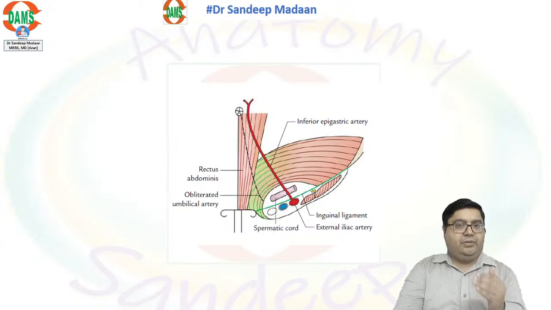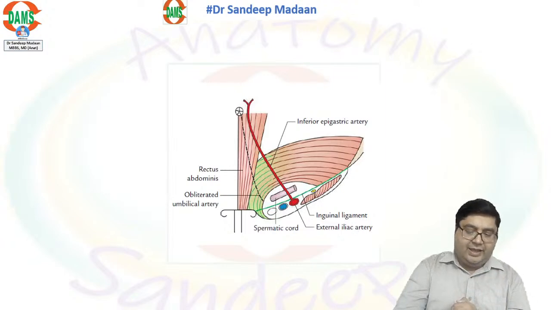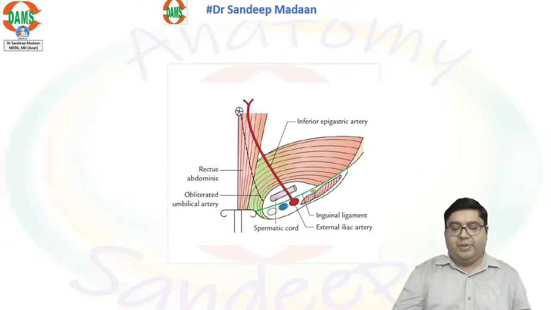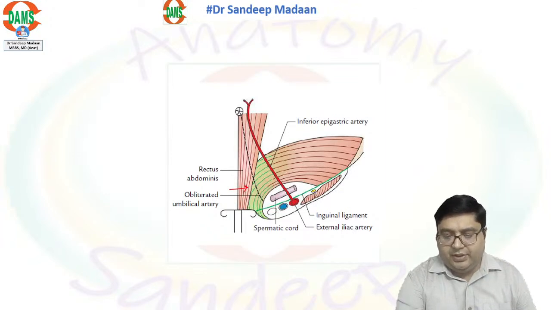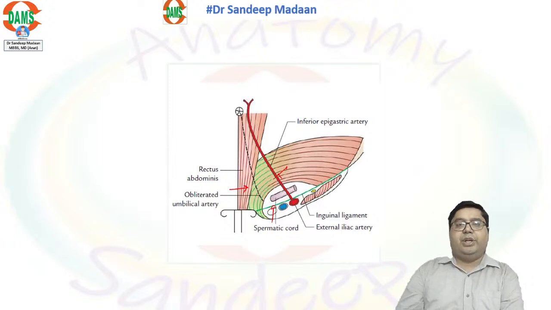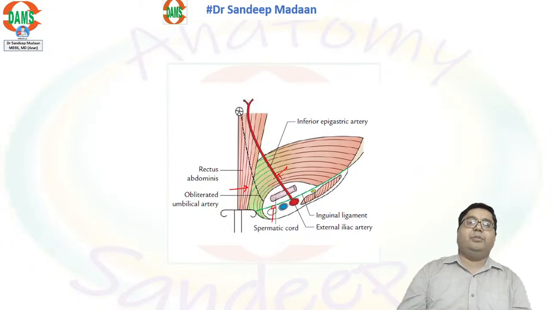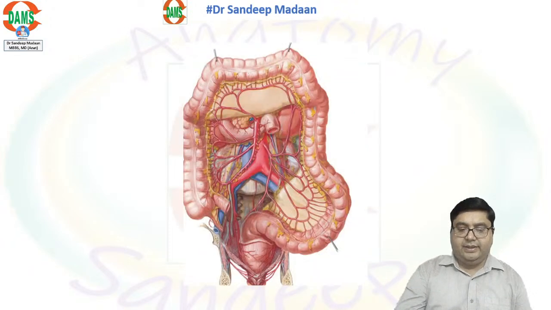And with respect to the direct and indirect types of inguinal hernia, Hesselbach's triangle is very important, which is bounded by the rectus abdominis, the inguinal ligament, and the inferior epigastric artery. The important point is, if the hernia is lateral to it, it is the indirect type, and medial to it will be the direct type of hernia, right?